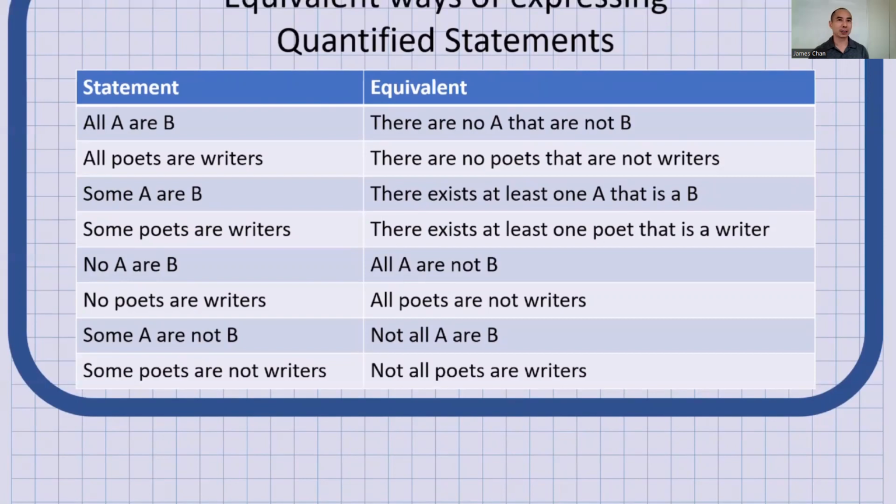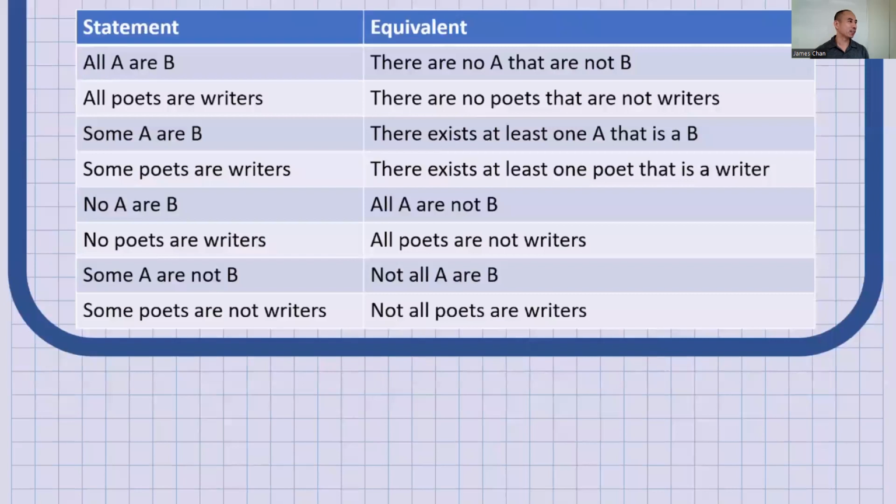So you can write down all Chans are Chinese. Then equivalent to that would be there are no Chans that are not Chinese, which is false, because there are plenty of Chans that are not Chinese. Like my sister-in-law is a Chan. She's not Chinese. What? Because she married my brother, who is not Chinese, but her last name is Chan. So she's a white Chan.